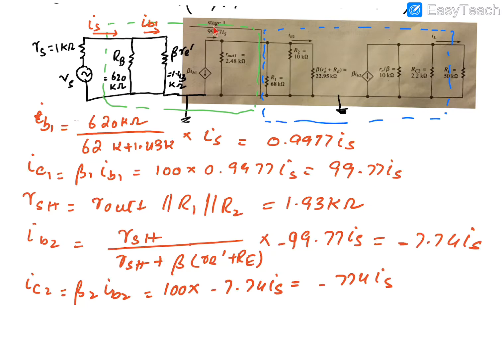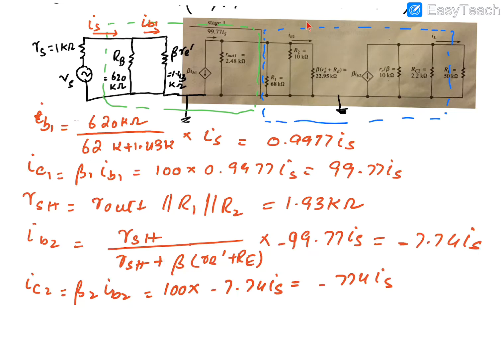Next is IC1. IC1 is flowing in this direction, and it is opposite to the direction of beta IB1. So here we will write IC1 is basically equal to beta1 times IB1. Beta1 is 100, and this will be equal to 99.77 IS. IC is flowing in this direction. So next is the shunt resistance. The shunt resistance is basically the parallel combination of Rout1, R1, R2. So this is equal to 1.93 kilo ohms.